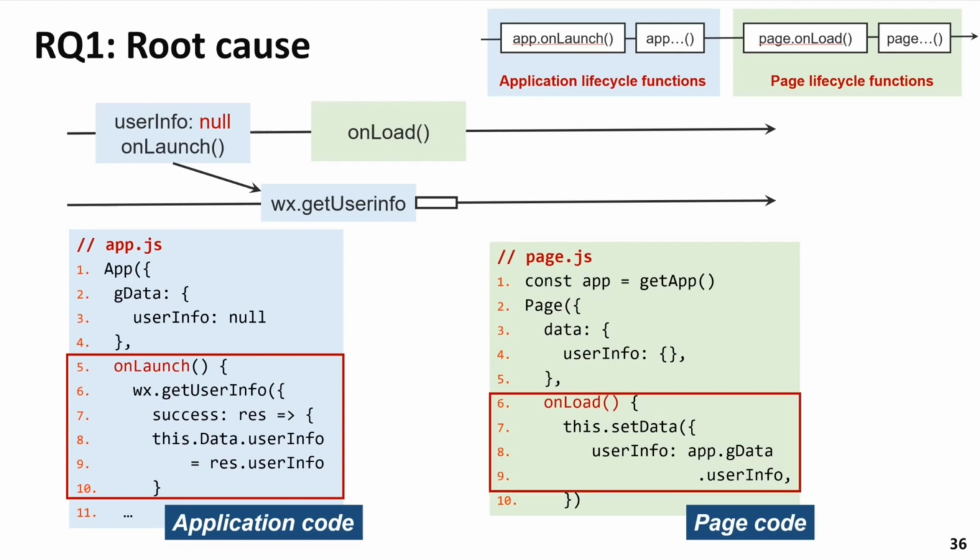It will trigger the function onLoad. The user information is required. If the wx.getUserInfo function on another thread is not finished, the user information will be set as none, causing VBugs.